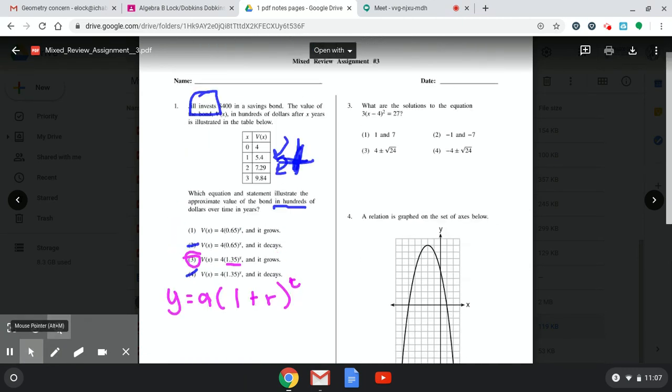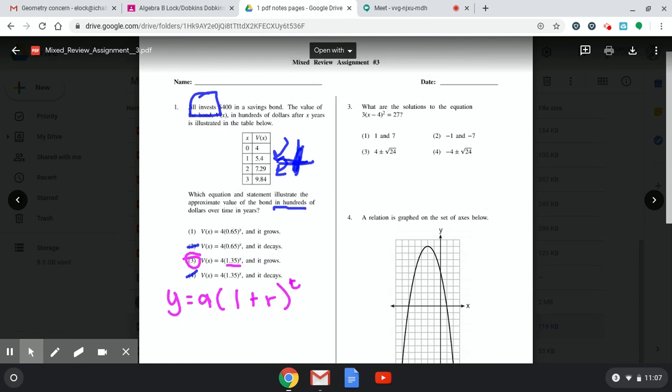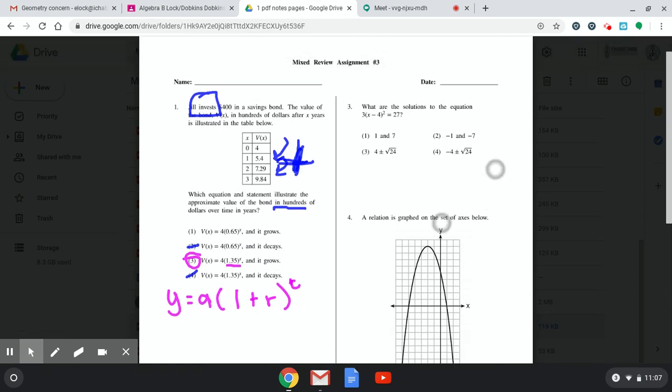Looking at number 3, what are the solutions to the equation 3 times x minus 4 all squared equals 27? Now we solved these equations a couple different ways. What I'm going to do is rewrite it. 3 times x minus 4 squared equals 27. Now the deal with this is we could take these parentheses, expand them out, and do a lot of work. But we could also solve by taking square roots. So we're going to solve with a square root here.